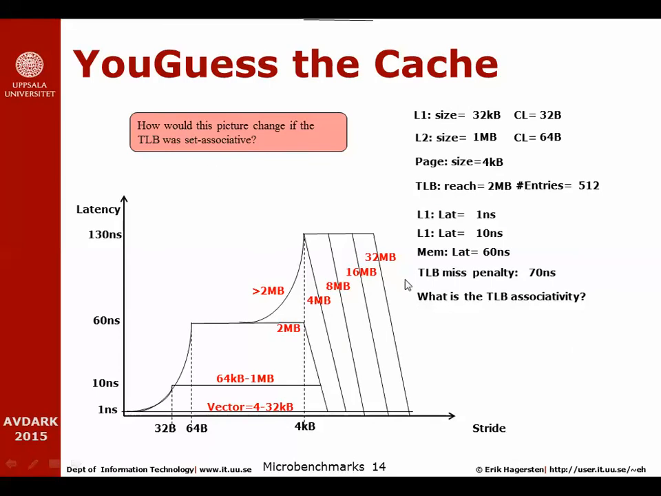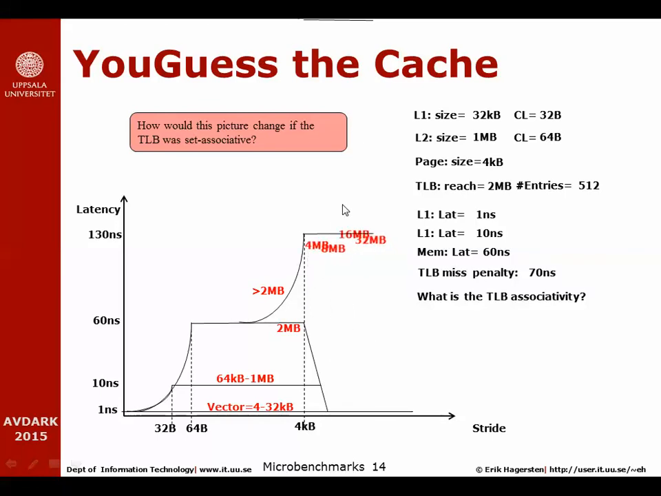So how would this picture change if I told you that the TLB used here is a set-associative TLB? Well, that means that going beyond 4 kilobytes to 8 kilobytes is not going to help you at all. You need half as many translations, but you're only going to use half as many of the entries in the TLB. So it comes out as a wash. So what's changing here is that you're not going to see any drop in the TLB when you start to use larger strides than the page.